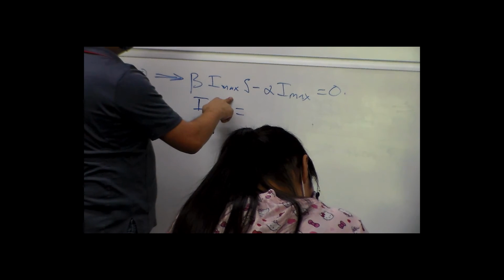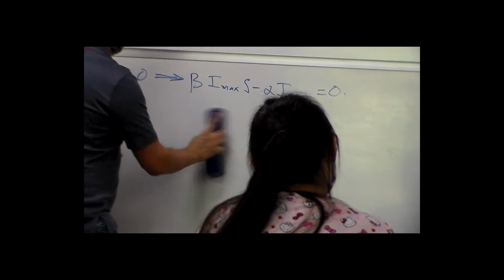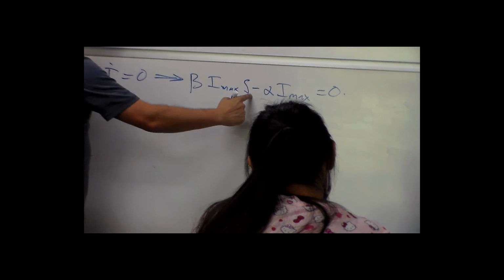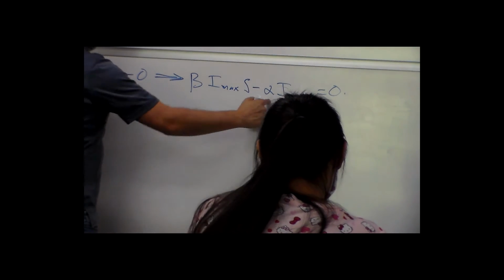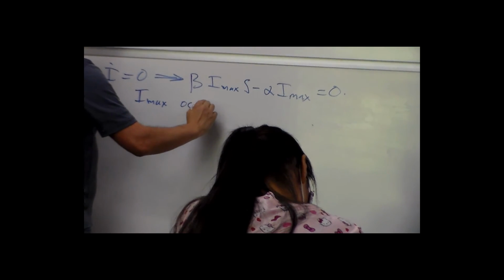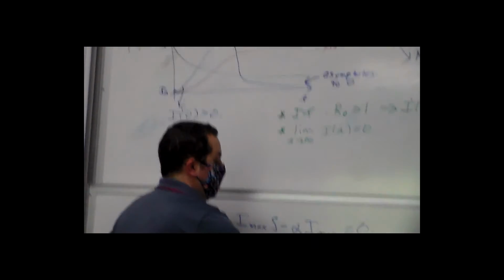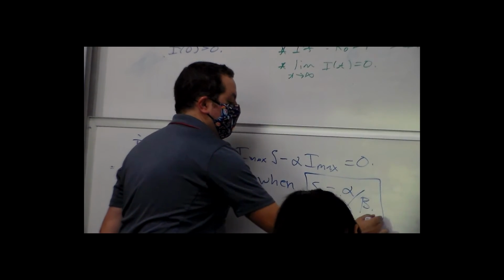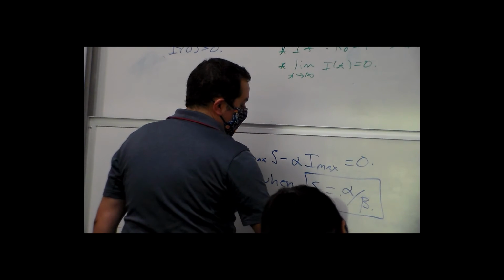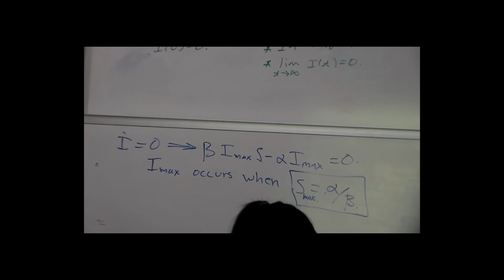wait, what did I screw up? No, that's not what I want. Sorry about that. So when this equals 0, it's really a statement about the S, right? So the S, I max occurs when S equals alpha over beta. Okay, let's call that S max, too. That's kind of weird, because it's not where its max is, but I'm just going to call it that.